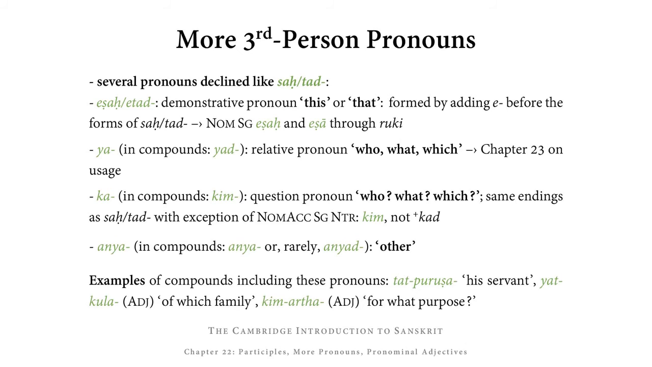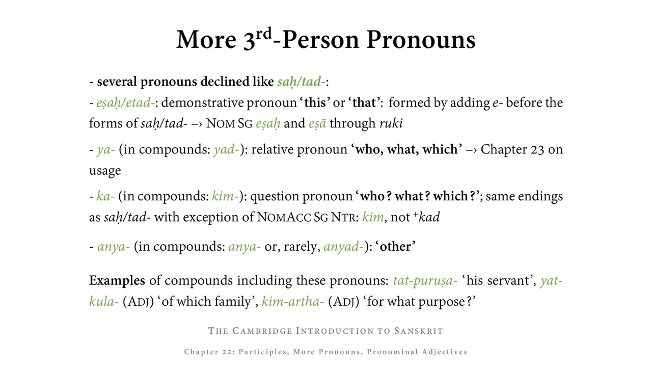Next up, the relative pronoun ya, meaning who, what, or which. The uses of this are going to be introduced in chapter 23. Then the question pronoun ka, meaning who, what, which. This has the same endings as sa/tad, but with one exception, namely the nominative accusative singular neuter, which is not kad, which is what we might expect, but it is kim. So kim means what. Then we have anya, which means other.